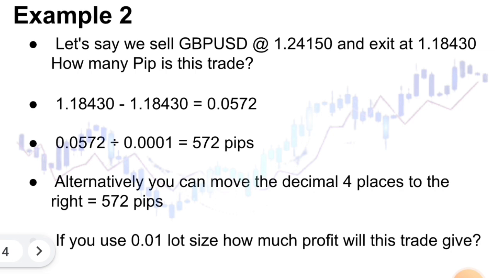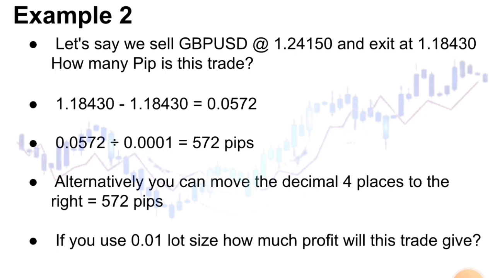So let's have another example. Let's say we sell the GBP USD at 1.24150 and we exit at 1.18430. How many pips is this trade? So just like I said, you subtract the lower number from the higher one so that you will not end up with a negative, okay? Once you have the answer at 0.0572, what you need to do now is divide by 0.0001, or alternatively, you move the decimal 4 places to the right and you end up with 572 pips. As simple as that. So this is how we calculate pips.